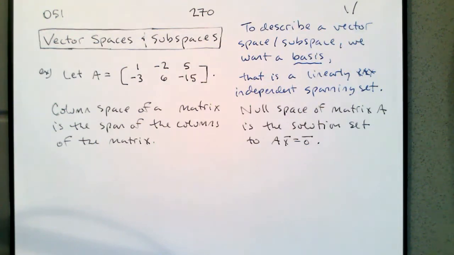What we need to know before we start talking about this is how we describe a vector space. To describe a vector space or a subspace, we want to build a basis, that's a linearly independent spanning set. So first, we go for a spanning set of vectors, and then we cut it down to a linearly independent spanning set.